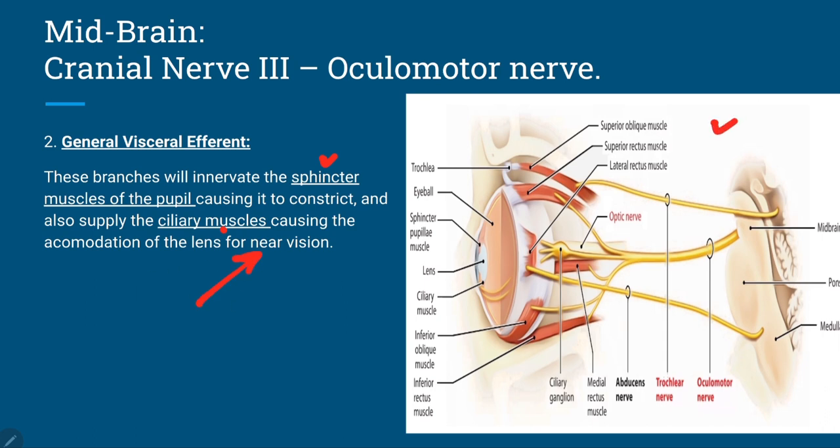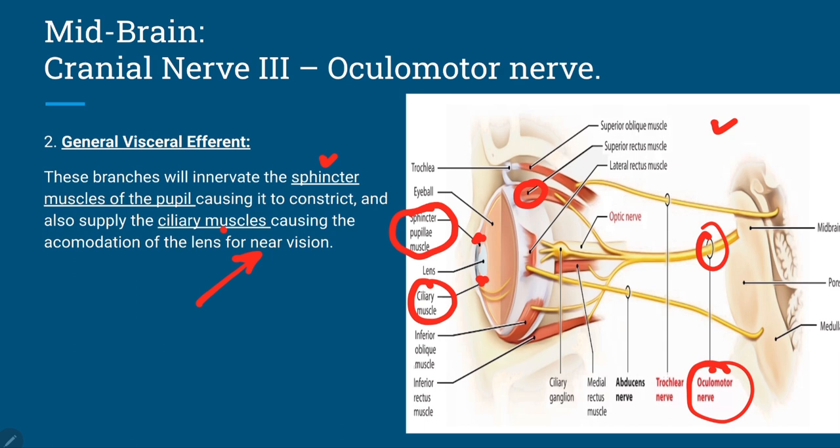In the image that was present in the previous slide and in this slide, we look at the oculomotor nerve right here. You can see different branches of the oculomotor nerve. The first one is right here, the superior rectus muscle that is being supplied. That is a general somatic branch of the oculomotor nerve. Then we have the general visceral efferents, which is the sphincter pupillae muscle right here, and then the ciliary muscle right here. These two are going deeper inside the eye.